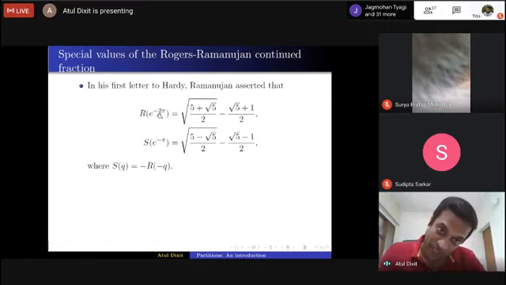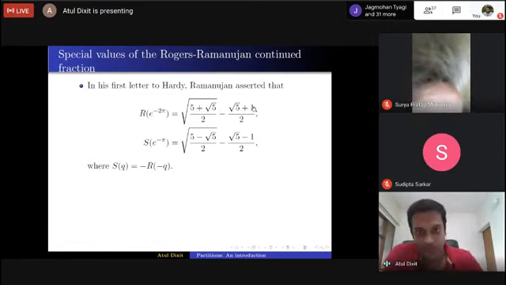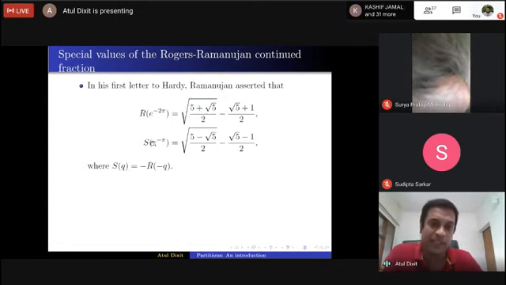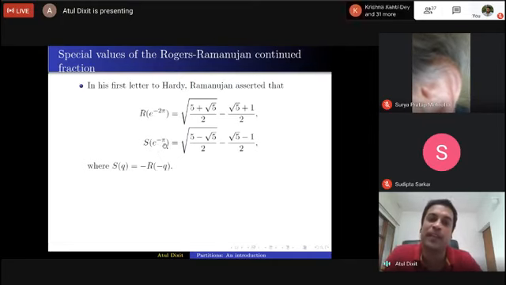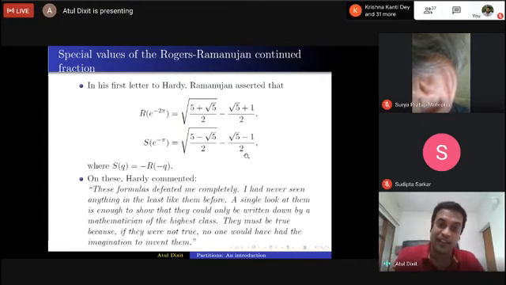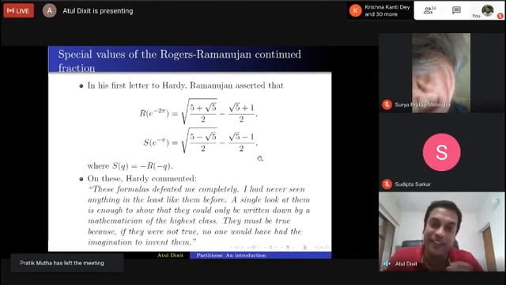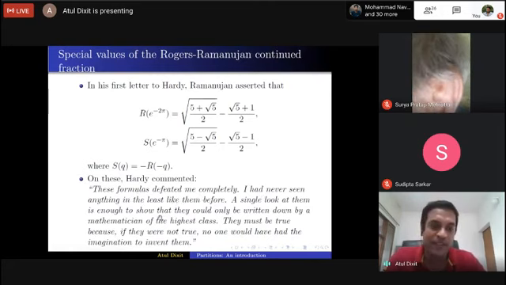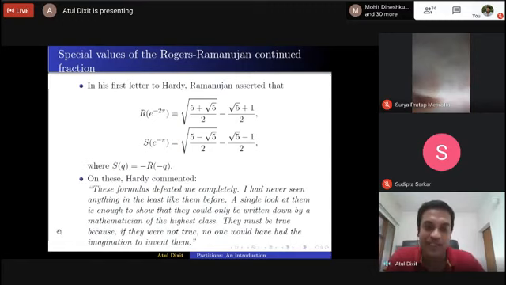When q is e raised to minus 2 pi, he evaluated this explicitly, and with S of q being minus R of minus q, he evaluated it at e raised to minus pi, and he got this explicit evaluation. Regarding this, Hardy said, after he received this letter, "These formulas defeated me completely. I had never seen anything in the least like them before. A single look at them is enough to show that they could only be written down by a mathematician of the highest class. They must be true, because if they were not true, no one would have had the imagination to invent them."